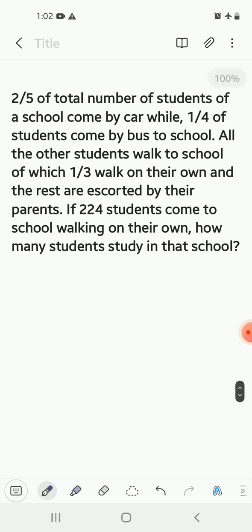2 by 5 of the total number of students of a school come by car, while 1 by 4 of the students come by bus to school. All the other students walk to school, of which 1 by 3 walk on their own and the rest are escorted by their parents. First, simplify the question, break it into simple parts.